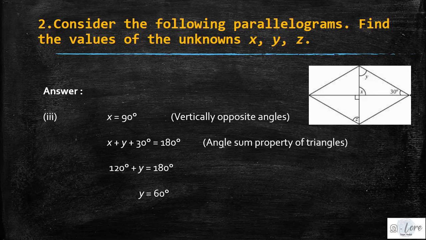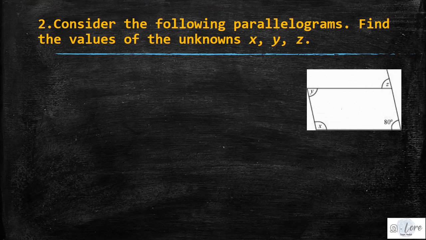If y is equal to 60 degrees, what is the value of z? That is an alternate angle because of parallel lines and alternate sides. So we could say that z and y are also 60 degrees, since alternate angles are equal. So please remember the parallel line and transversal concept also for applying this. Okay, now come to the fourth problem.